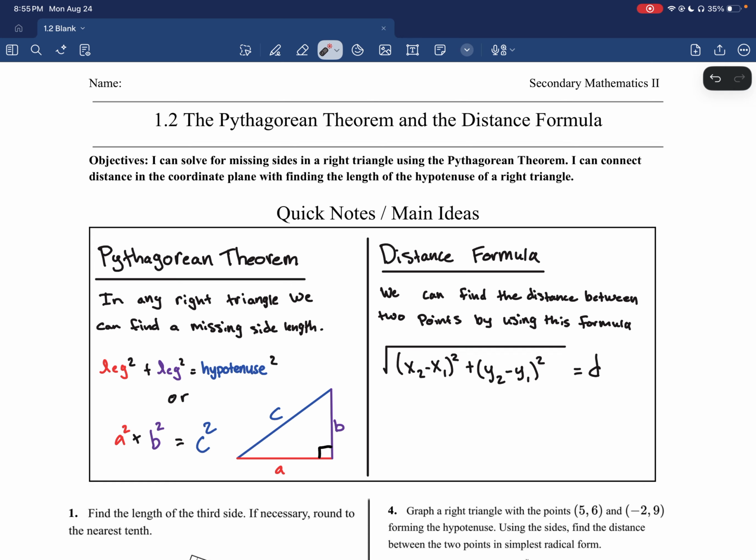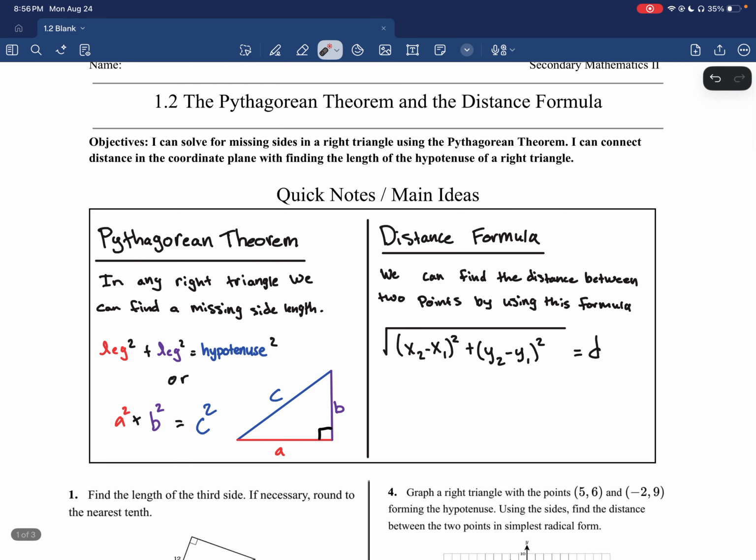So the Pythagorean theorem is basically one of your legs squared, plus one of your other legs squared, is equal to your hypotenuse squared. Or as it's more commonly known, a squared plus b squared equals c squared. That is very, very common. You're going to hear that all the time. A squared plus b squared equals c squared.